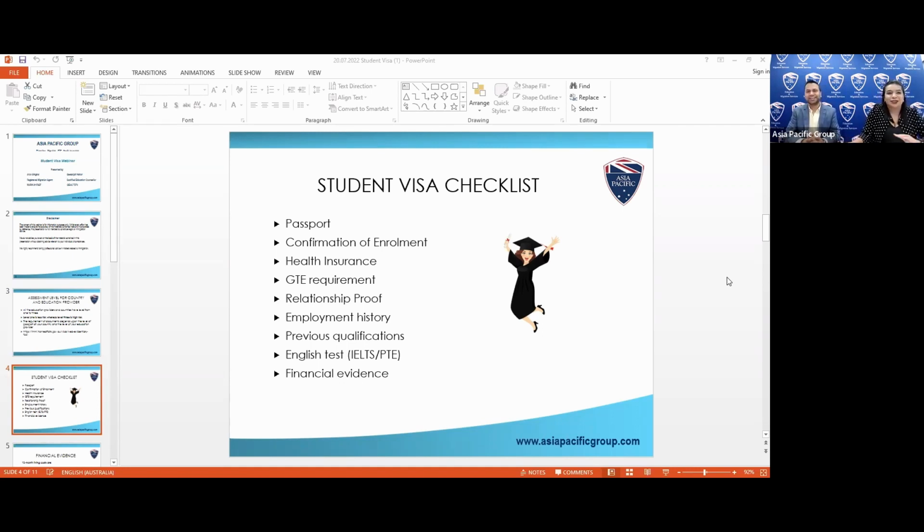That's right. So the next document. Okay, so the next thing we need is the GTE requirement.